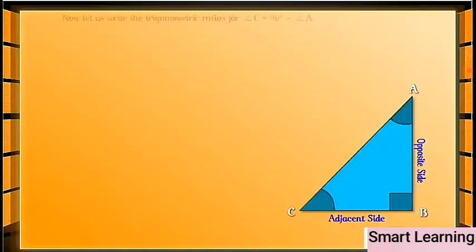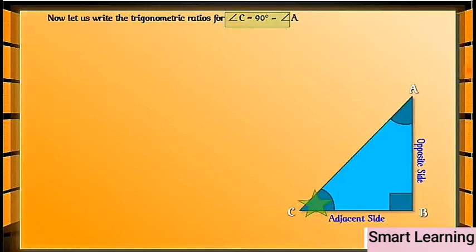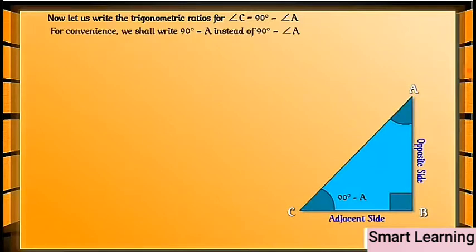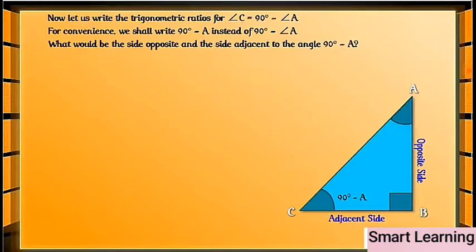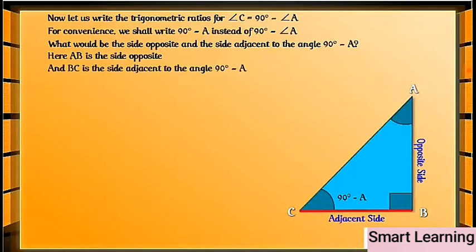Now let us write the trigonometric ratios for angle C is equal to 90 degrees minus angle A. For convenience, we shall write 90 degrees minus A instead of 90 degrees minus angle A. What would be the side opposite and the side adjacent to the angle 90 degrees minus A? Here, AB is the side opposite and BC is the side adjacent to the angle 90 degrees minus A.